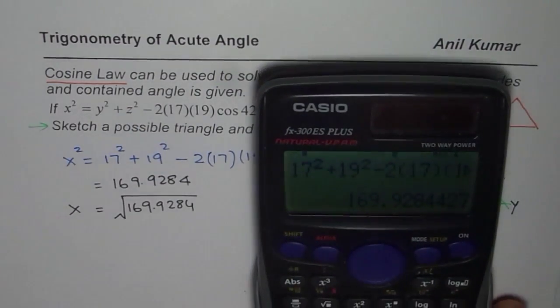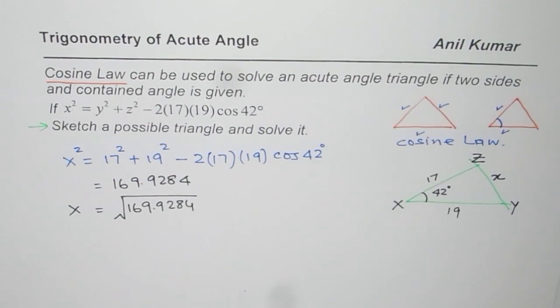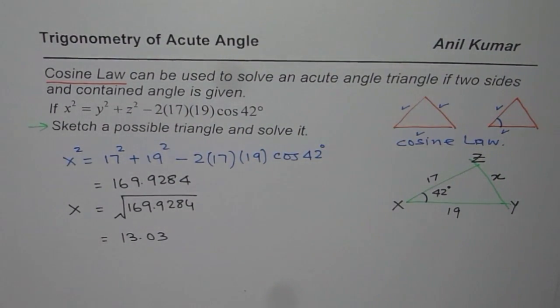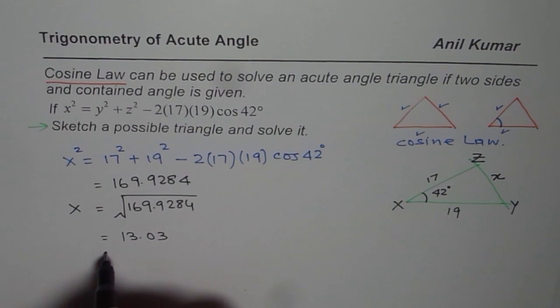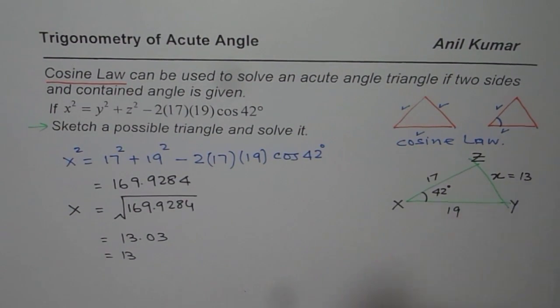So let me do square root of this now. Square root of my answer, and well, I should not have put that bracket. Okay, so delete it and say equals to 13.03. Good. So we get 13.03. Got the idea, right? So you could round this to 13, right? So let's say x is equal to 13, correct? So that is how you can solve.